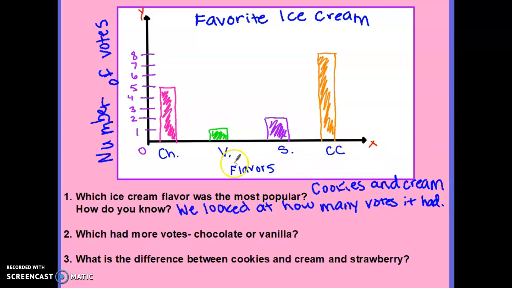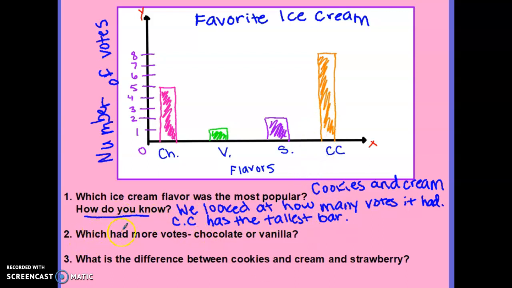I'm just going to look, if it says the most popular, that means it has the most votes, that means it should be the tallest bar. So if I look through, I can easily see that the cookies and cream has the tallest bar. So I'm going to put CC for print in to abbreviate cookies and cream. So cookies and cream has the tallest bar. So that is how I know, because the question says, how did you know which one was the most popular? Well, I know because we looked at how many votes it had, and cookies and cream had the tallest bar. Hopefully that makes sense.